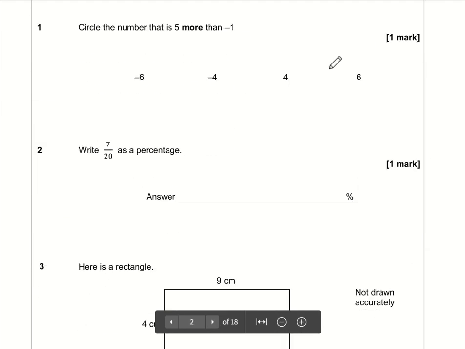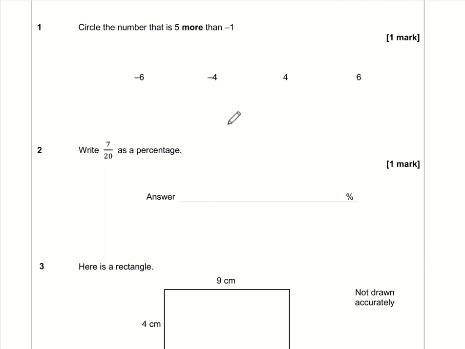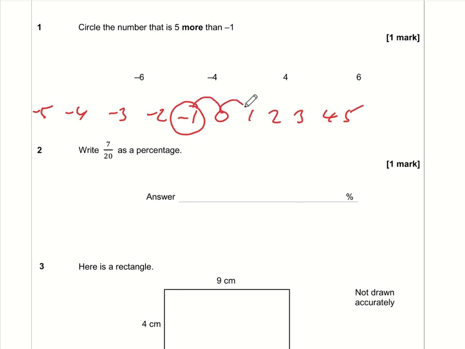Okay, circle the number that is 5 more than -1. So what we can do here is just do our number line: 0, 1, 2, 3, 4, 5, -1, -2, -3, -4, -5. So 5 more than -1, here's -1, 5 more, 1, 2, 3, 4, 5, so the answer is 4. The question is basically what is -1 plus 5, and we can turn that around to what is +5 minus 1, in other words what is 5 take away 1, the answer is 4.